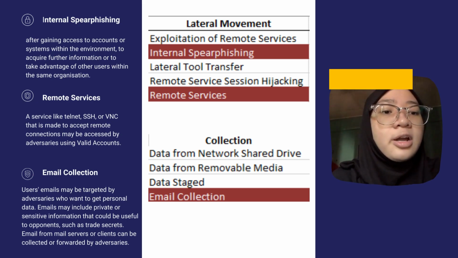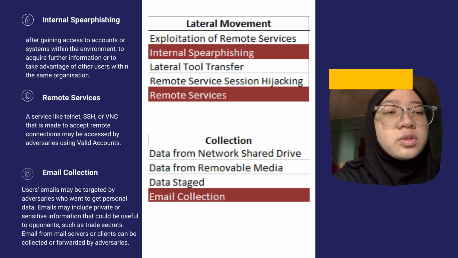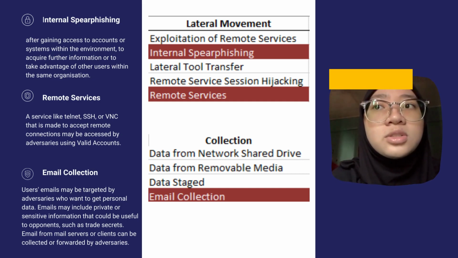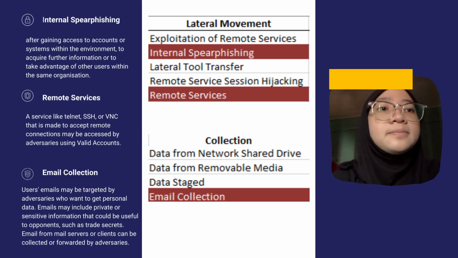As for the area under collection, we have selected one, which is email collection. Users' email may be targeted by adversaries who want to get personal data. Emails may include private or sensitive information that could be useful to opponents, such as trade secrets. Email from mail services or clients can be collected or forwarded by adversaries. These are the steps that we'll be using in order to counter-attack phishing.